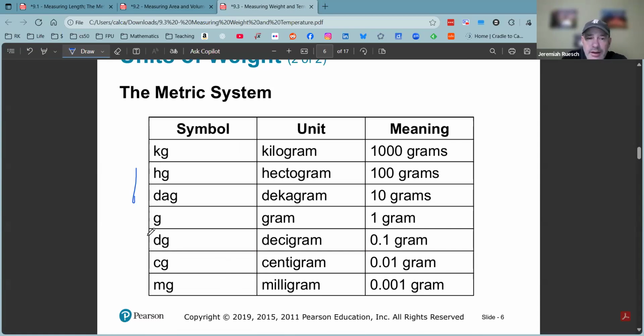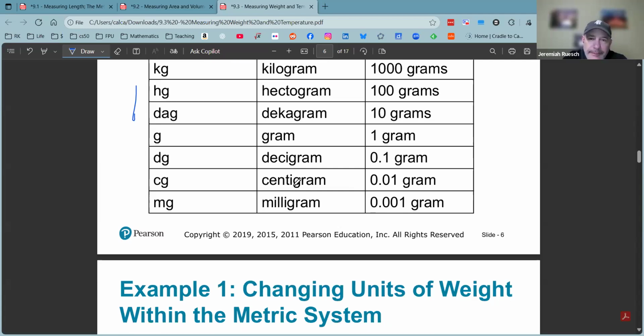Especially in the medical field, I often hear those. Or anytime you're measuring something that's really light. So if you're doing any kind of lab or something like that, these really come into play there. All right.